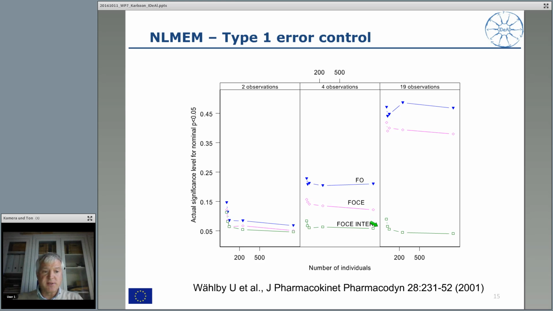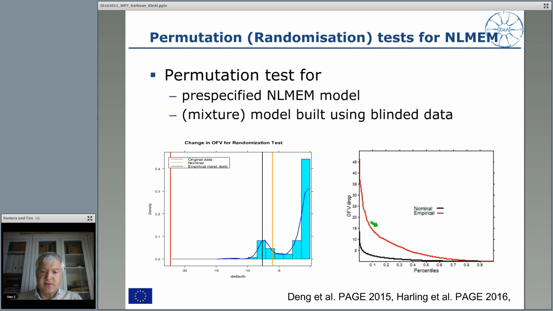So in this particular study, what we used was a permutation test to gain control, and during the course of the IDEOL project, we facilitated that to make it a routine calculation for the models that we are using. So we can use a permutation test now for a pre-specified nonlinear mixed effects models. We also investigated a situation where we might want to do some model building, but do that on blinded data using a mixture model where the allocation is unknown during the model building, and it's only after providing the reference distribution that the unblinding is done at the final model.